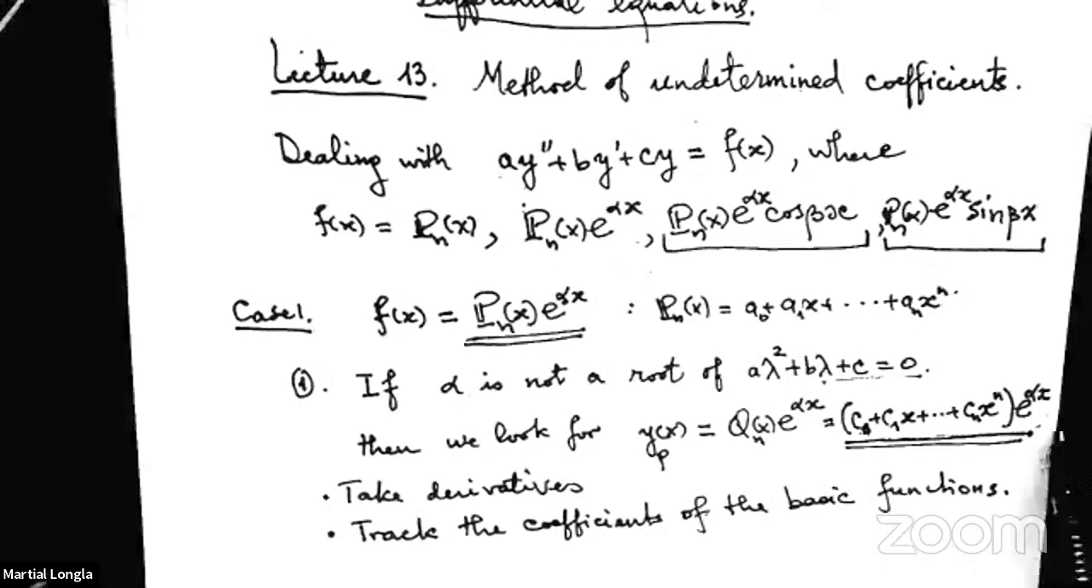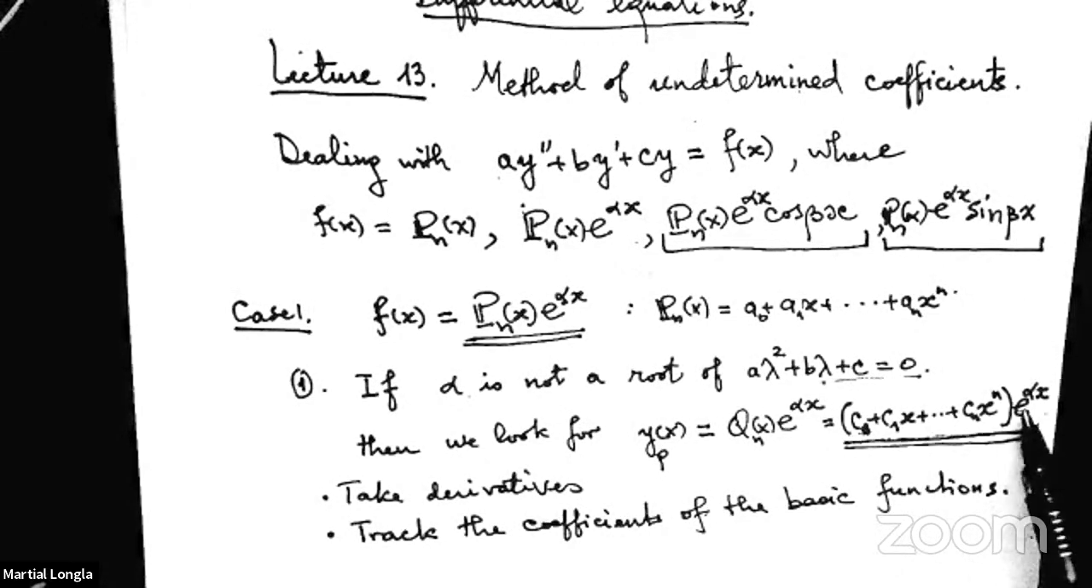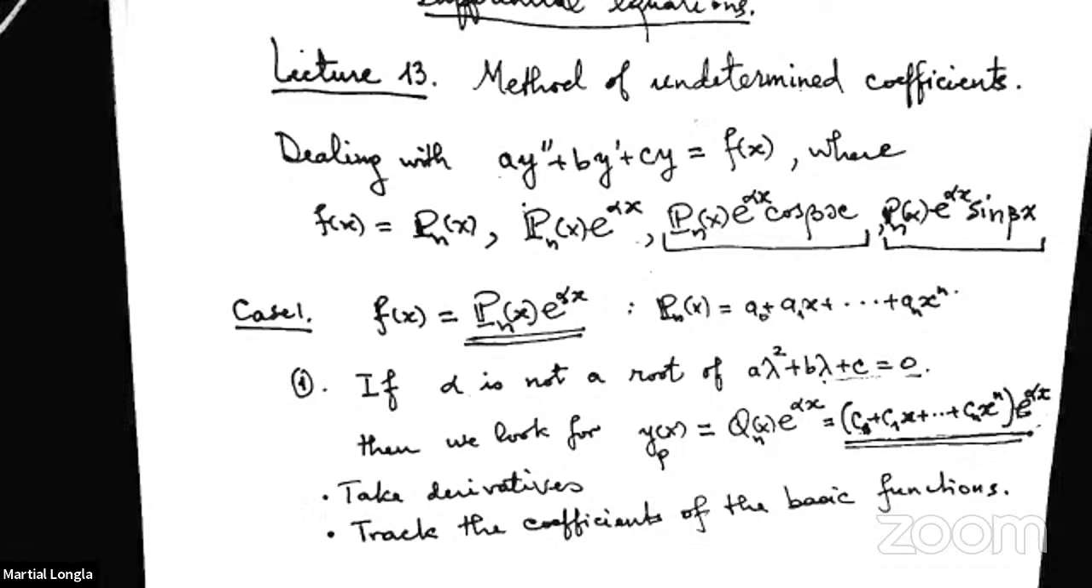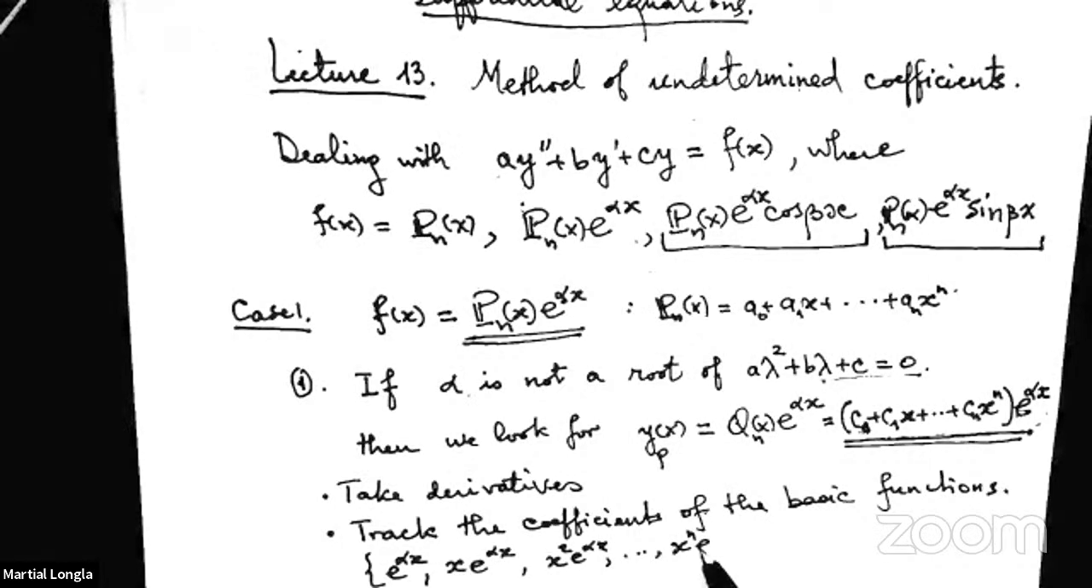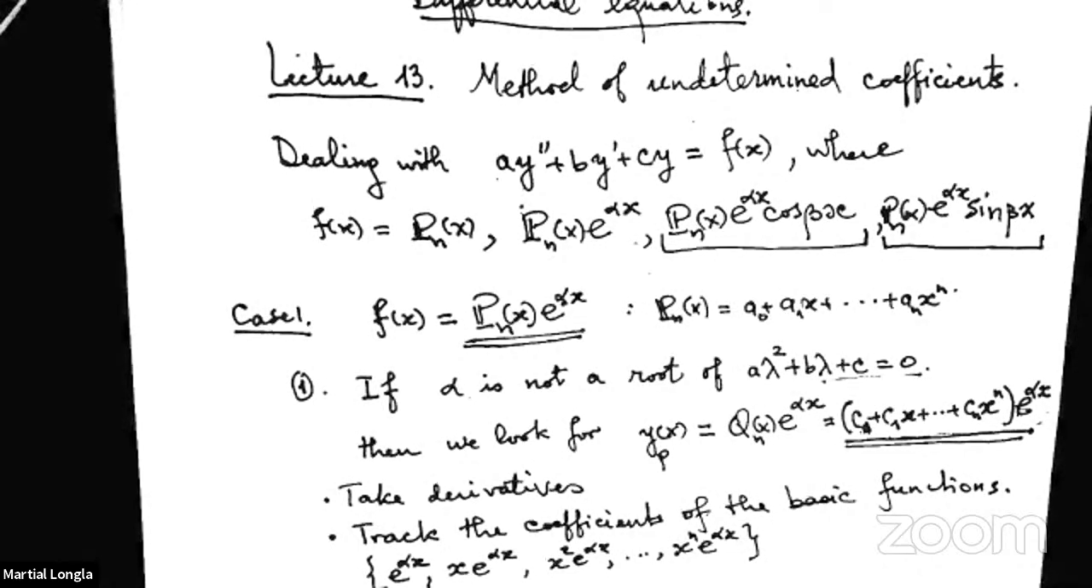In this case, for example, the basic functions are e to the alpha x, x times e to the alpha x, x squared times e to the alpha x, all the way up to x to the power n times e to the alpha x. That's what I call the basic functions. So here, that is e to the alpha x. If alpha is 0, you see that e to the alpha x will just be 1. x e to the alpha x, x squared e to the alpha x, all the way down to x to the power n e to the alpha x. So we are going to track the coefficients of each of these functions along the equation.